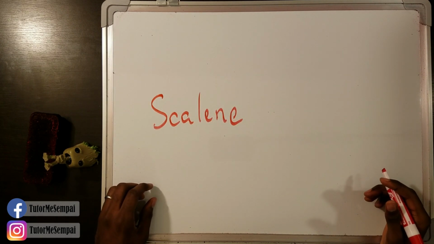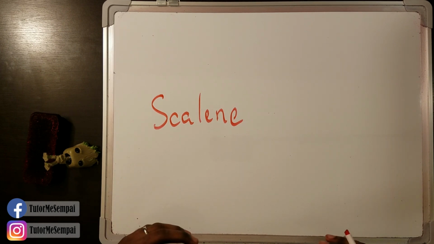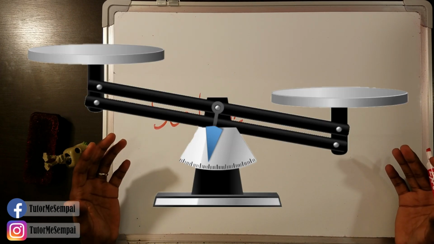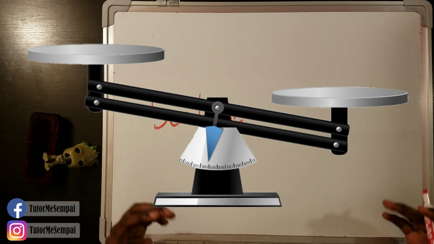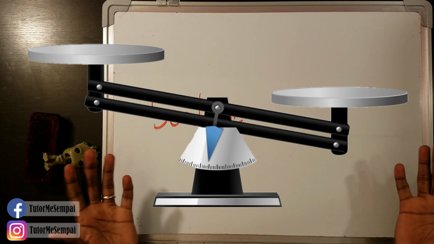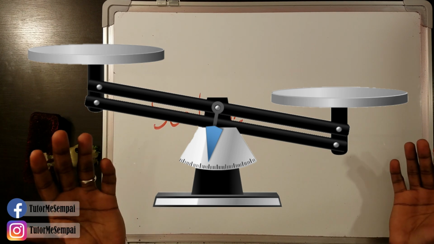scalene. When you say scalene, I'm thinking of a scale, right? So we have this scale here. If I think of scaling, we have this scale. And a scale tends to weigh things. And sometimes when you're weighing things, they aren't equal, right?